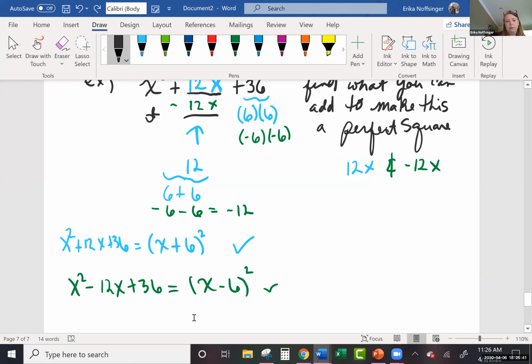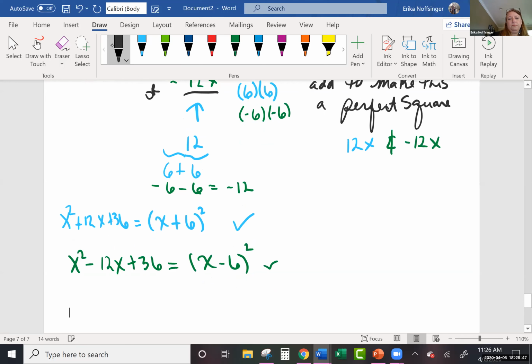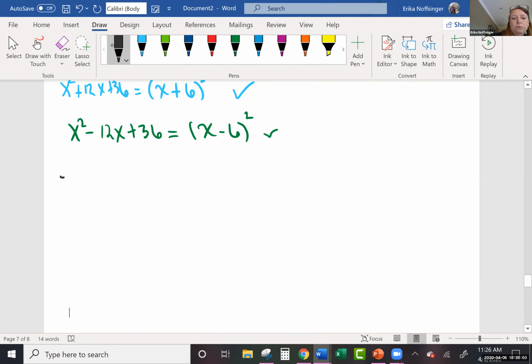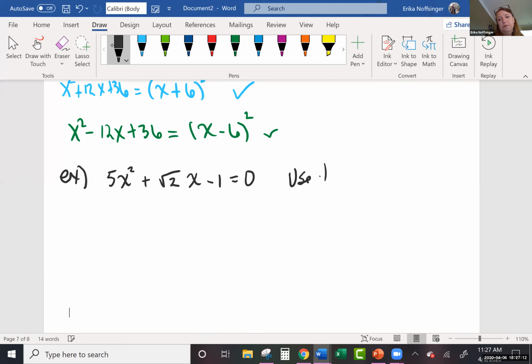Just want to make sure you have it before I move on. What if you had 5x squared plus the square root of 2, and then outside of the square root is times x, minus 1 equals 0, and it says use the quadratic formula to solve.